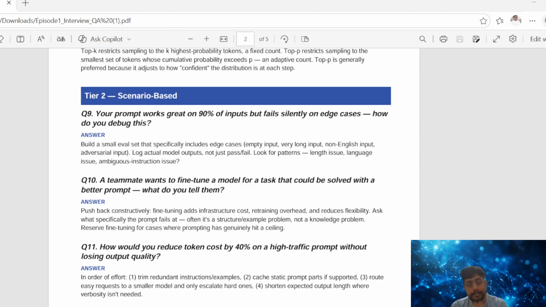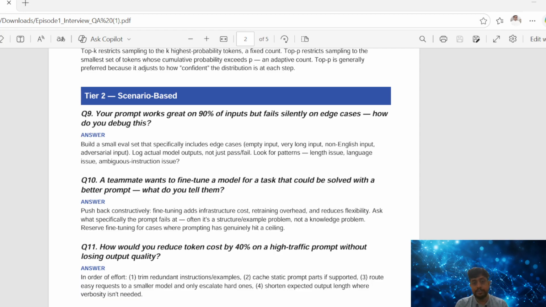So fine tuning, guys: the main limitation of fine tuning is its cost. It adds infrastructure cost. If prompt engineering can solve it with a better prompt instead of fine tuning a model, you should advise that teammate, because retraining overhead will be there in fine tuning, infrastructure cost will be there, and flexibility will not be there. When the prompt fails, we need to ask that question. Often if it is a structure or example problem, not a knowledge problem, reserve fine tuning for those cases. So in the prompt only we can resolve those kinds of issues.